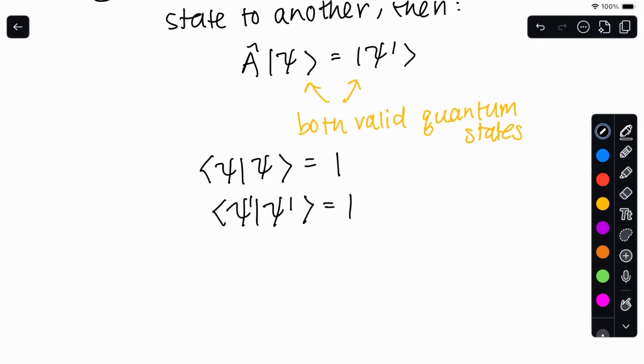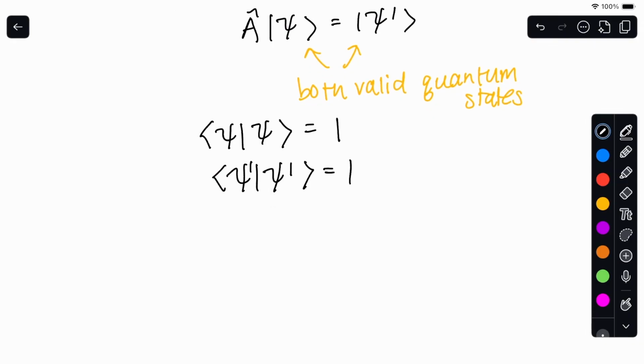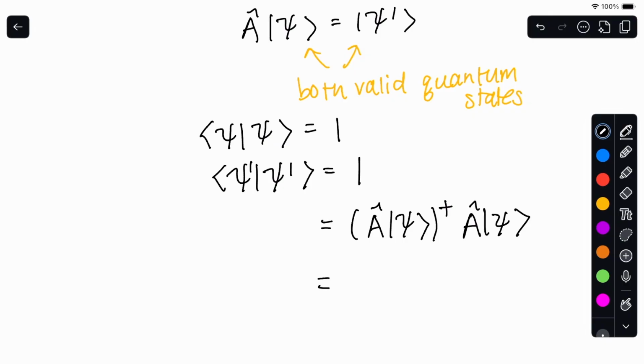And so what would be good is if A preserved the norm of a vector when it transformed it. And we can think about the condition for this to be true. We can also write out the inner product of psi prime with itself as an operator A acting on psi, the dagger of that, and then A acting on psi. When we take the dagger, it flips the order of the two things and also takes the dagger of it, so our psi will become a bra and a dagger, a psi.